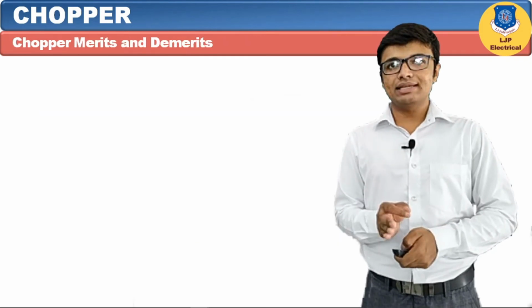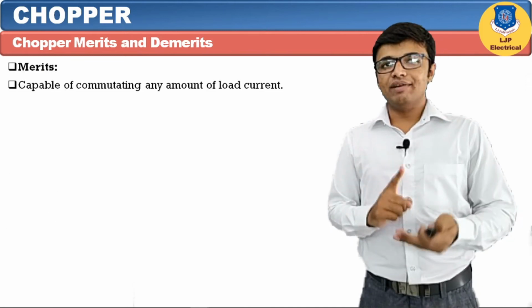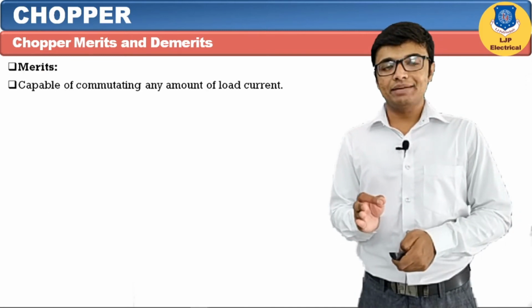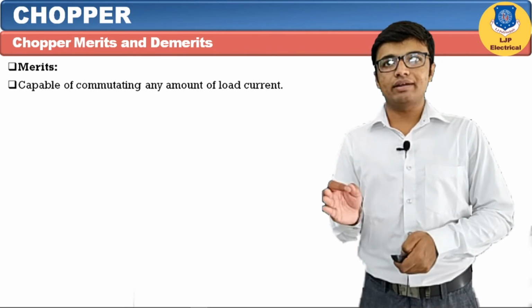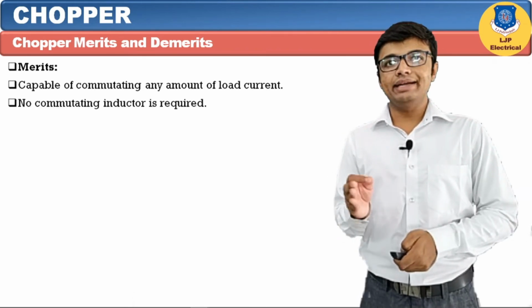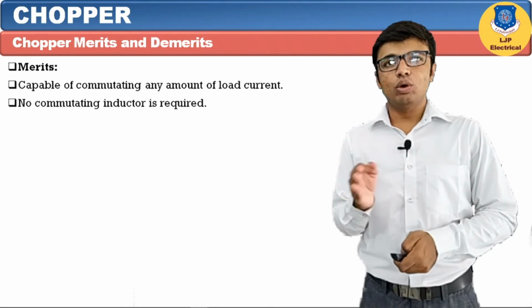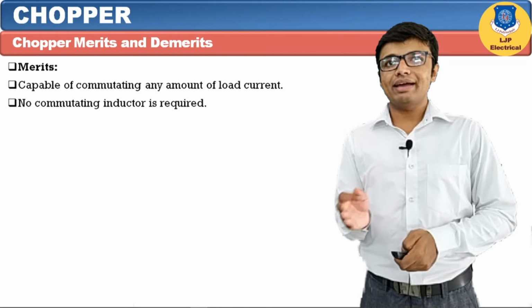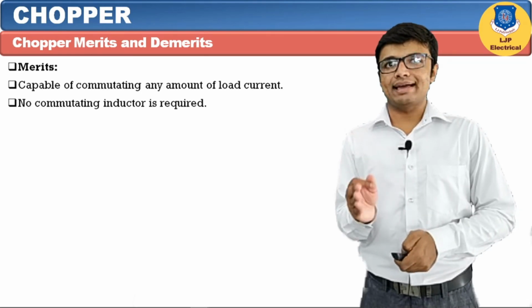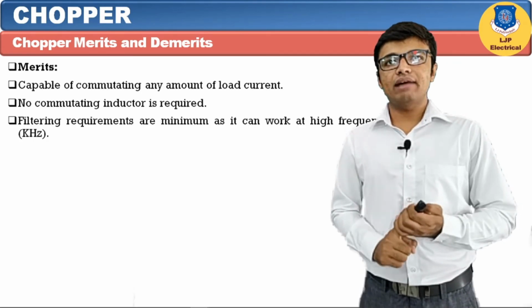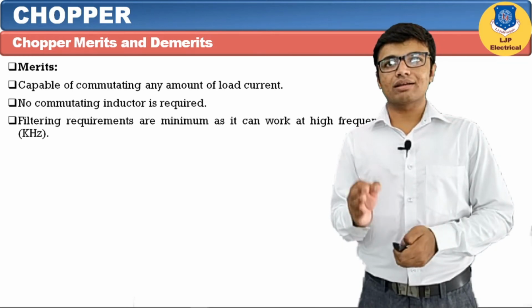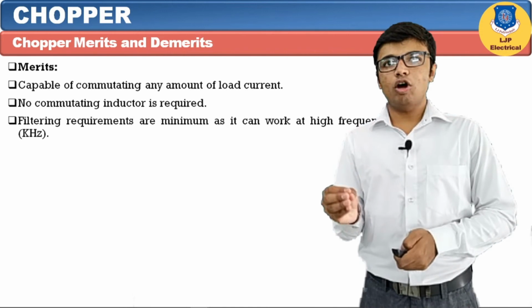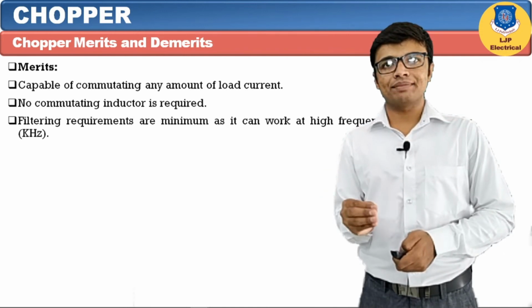Let's see what are the advantages and disadvantages of the chopper. First one is it is capable of commutating any amount of load current. It means it can carry any amount of load current. It doesn't require an inductor for commutation. It means we do not require an inductor to turn off the SCR. And the third one is filtering requirements are minimum as it can work at very high frequency. As the frequency increases, the requirement of components for filter designing will reduce.